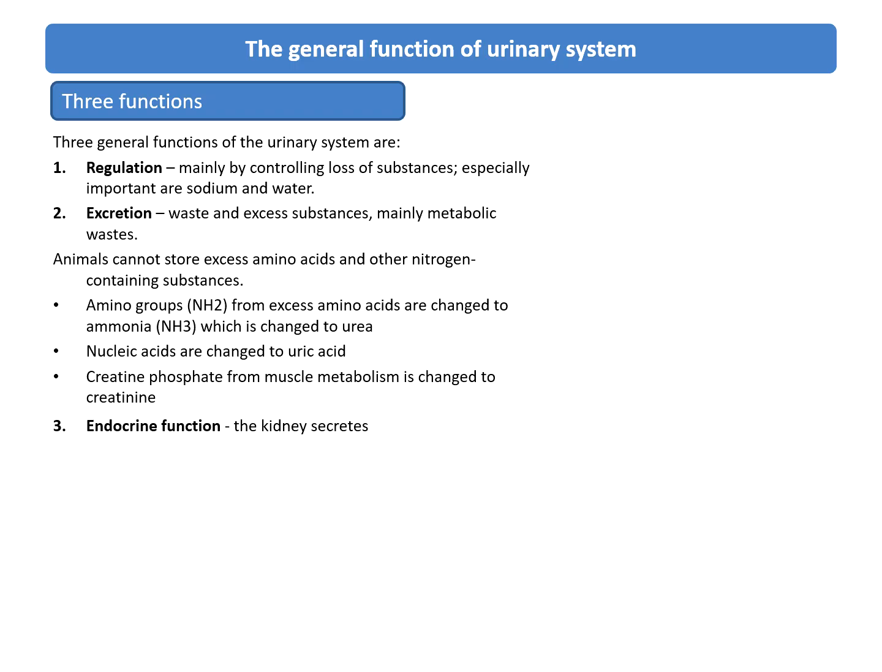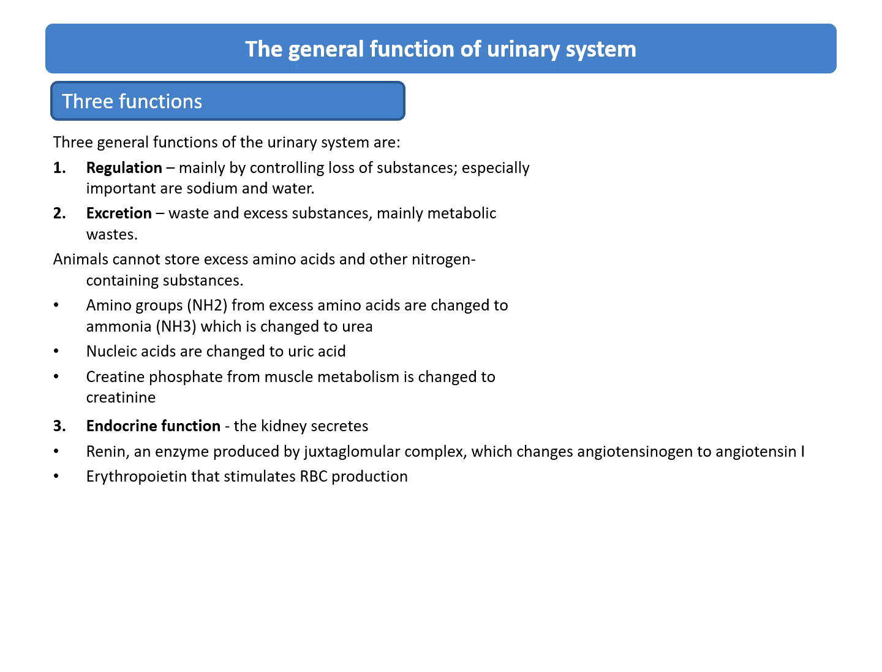The urinary system also has some important endocrine functions. The kidneys secrete renin. This is an enzyme produced by the juxtaglomular complex, which you'll hear about a little later. And this changes angiotensinogen to angiotensin 1. That probably sounds vaguely familiar because we mentioned this in the previous unit. Erythropoietin is another that stimulates red blood cell production.